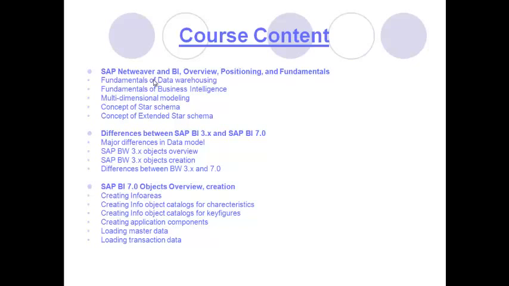So we are going to discuss BW 3.x and then BW 7.0, all the objects creation, like creating info areas, info object catalogs and characteristics, key figures, creating application components, loading master data, loading transaction data. So all these topics we are going to cover. We will cover loading master data in the 3.x data flow, so that you can understand the 3.x data flow much better. One data flow we will do in 3.x, and the rest of the data flows we will do in 7.0.